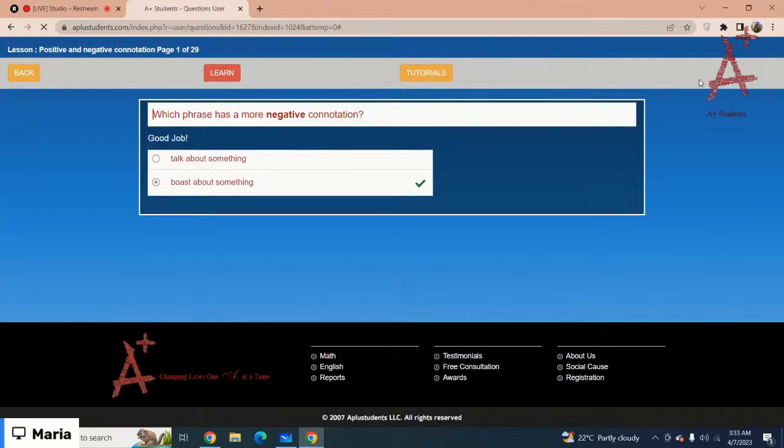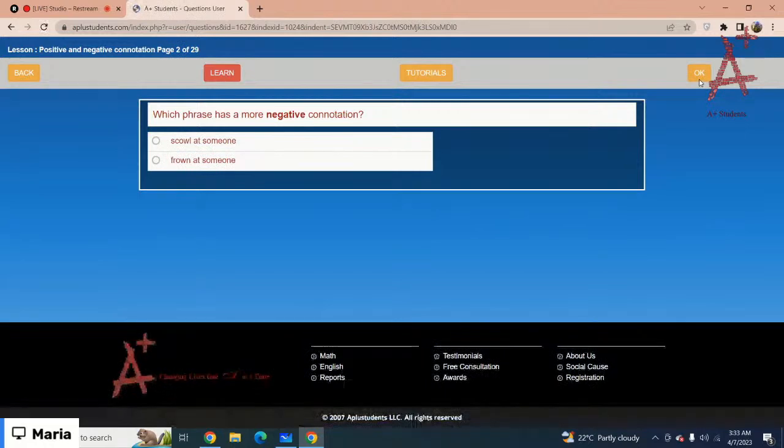Okay, the next one is, which phrase has a more negative connotation? Scowl at someone or frown at someone? So, which is the correct option? That would be scowl at someone. Got it? Because frown is milder. So, negative is scowl at someone.